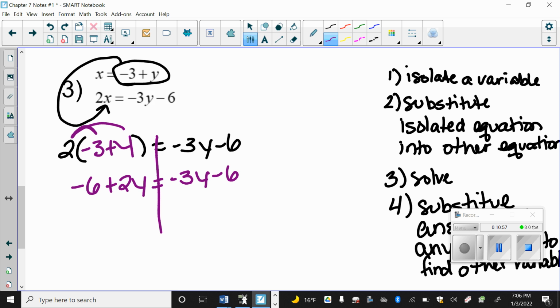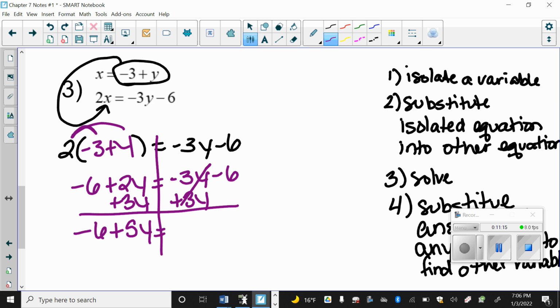Now I have variables on both sides, so I'm going to move my variable to the left. So I'm going to get rid of the negative 3y on the right by adding 3y to both sides. So my left-hand side now is negative 6 plus 5y. My right-hand side, negative 3y plus 3y is 0, so I'm just left with negative 6.